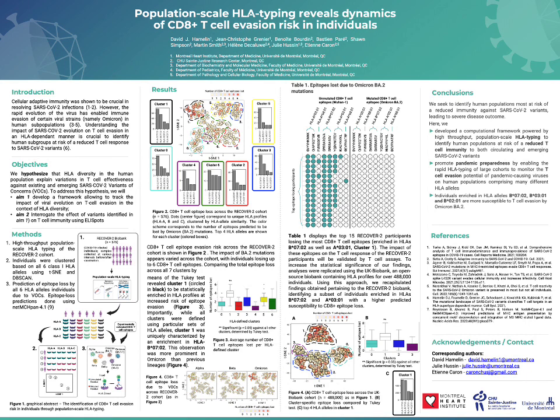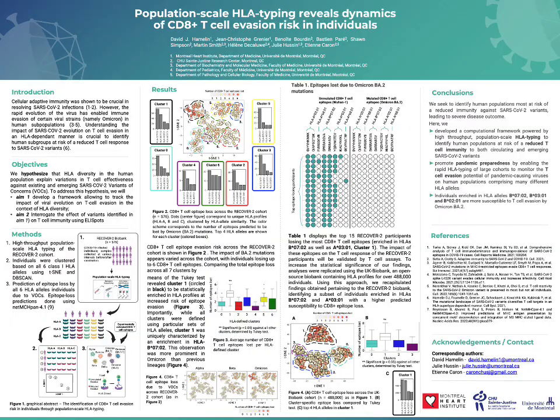Here, we hypothesize that the diversity in HLA alleles in a human population can actually explain variations in T-cell effectiveness against both existing and emerging SARS-CoV-2 variants. To address this, we aim, first of all, to develop a computational framework to track the impact of SARS-CoV-2 evolution on T-cell evasion across many HLA profiles. Our second aim is to validate our findings in the lab using ELISpots.